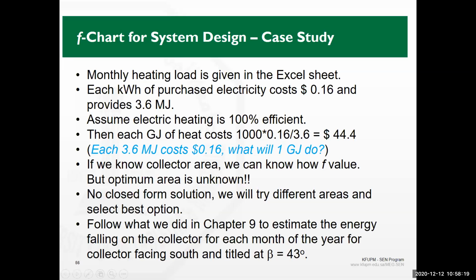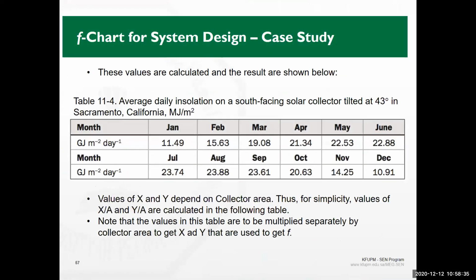So what we are going to do, like the previous example, we are going to follow the analysis that we did in chapter 9 to estimate the energy falling into the collector with a tilted angle of 43. I'm not going to repeat it because we did it in the previous example. And this is going to give us this quantity. So the quantity of energy falling into the collector in every month is being given here.